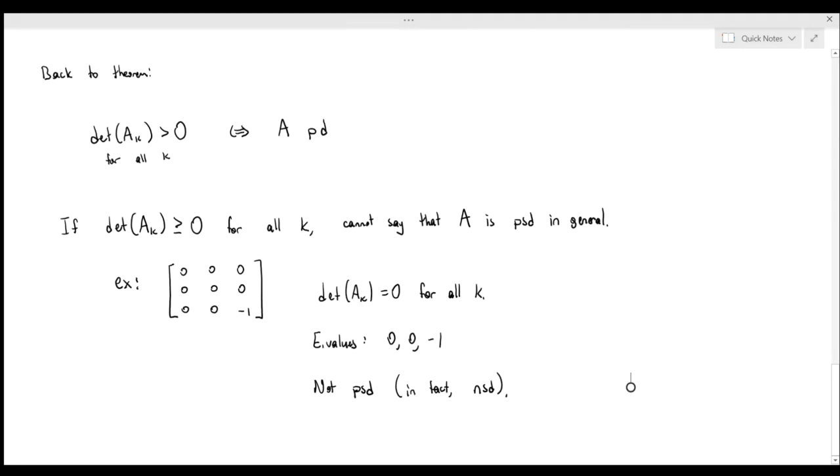Yeah, so if that theorem said if the determinant of A_k is greater than 0 but not equal to, is that fair or no? Yeah, so if all of them are positive, then the matrix will be positive definite. But if all of them are greater than or equal to 0, you cannot say that's positive semi-definite. Okay?